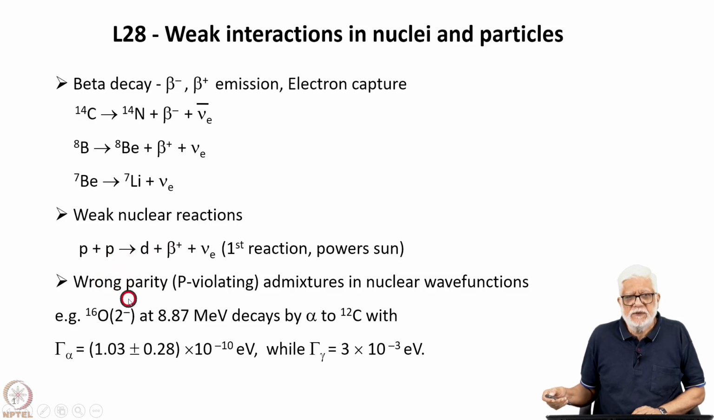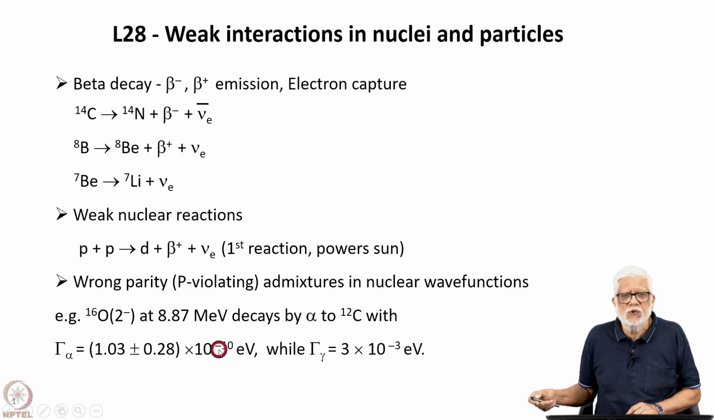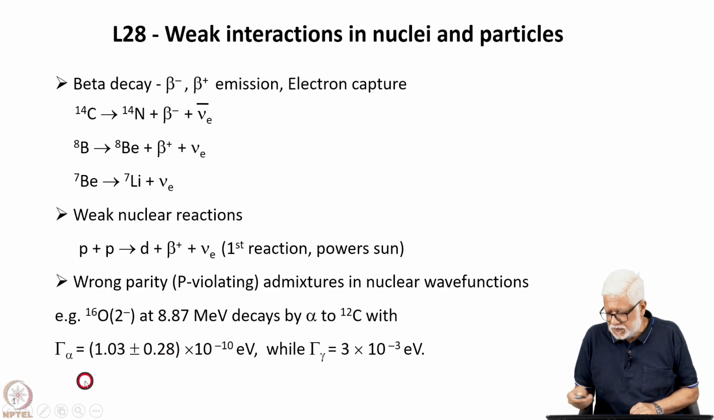of the wrong parity. So, for instance, the oxygen 16 8.87 MeV excitation energy 2 minus state decays by alpha to carbon 12 with a very tiny width of the order of 10 to the minus 10 electron volts, although the excitation energy is so high that this should have been a few MeV wide. Okay, so this is 10 to the 16 times or so smaller than what it should have been, and this is because of the parity violating admixture in the wave function.